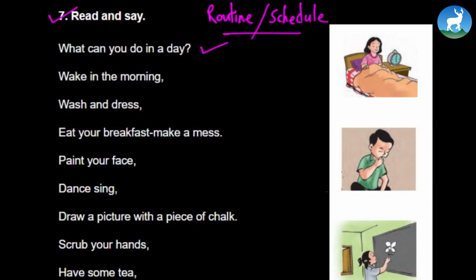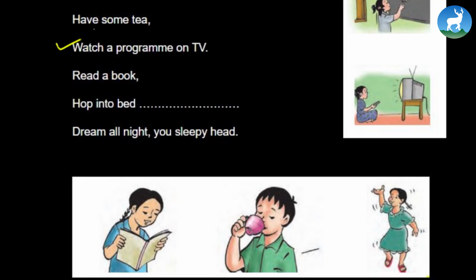So we can say things like wake in the morning. So the picture says a lot. Wake in the morning, maybe 6 in the morning. Wash and dress. Eat your breakfast. Make a mess. Paint your face. Dance and sing. Draw a picture with a piece of chalk. Scrub your hands. Have some tea. Watch a program on TV. Read a book. Hop into bed. Dream all night. You sleepy head.